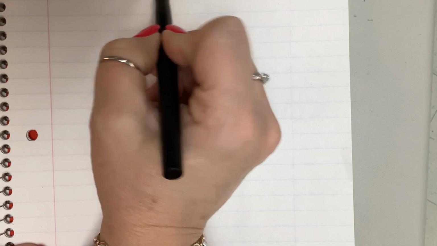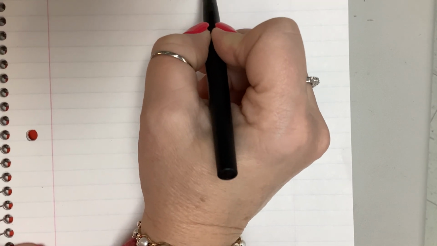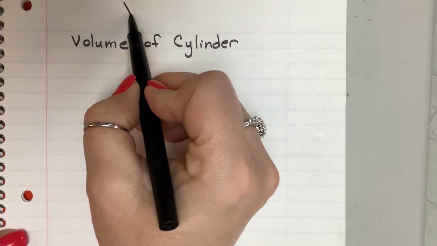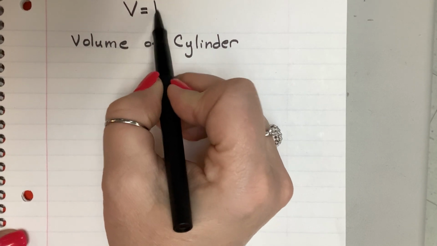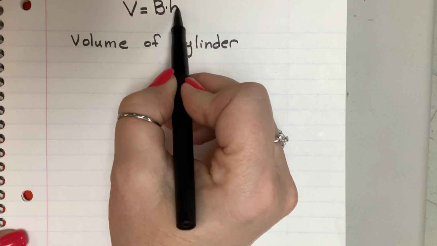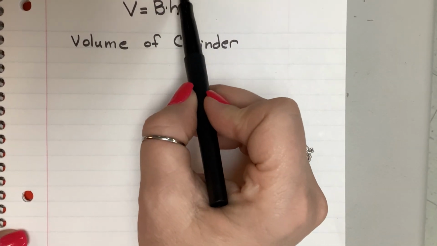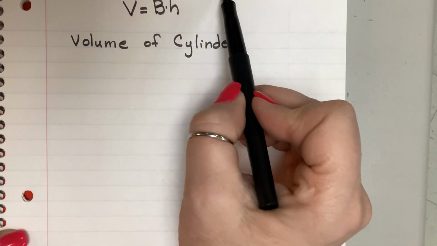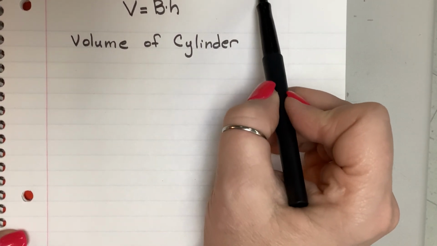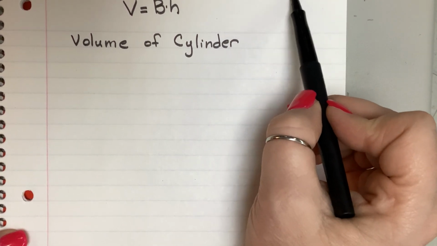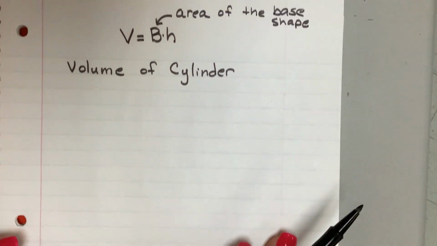Volume of a cylinder. Our main formula for volume is equal to big B times H. And you have to remember that big B is talking about the area of the base shape that we use to make the three-dimensional figure.